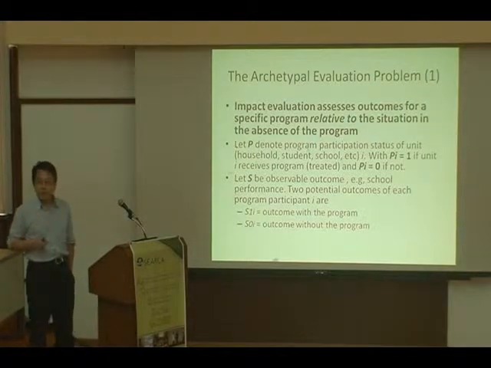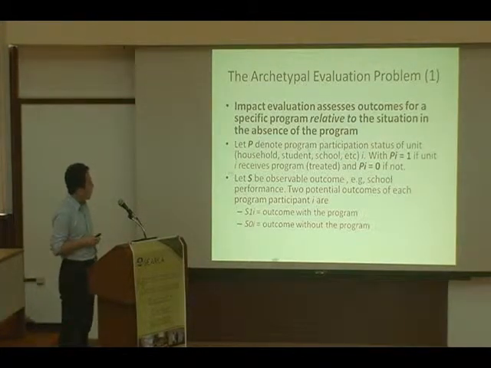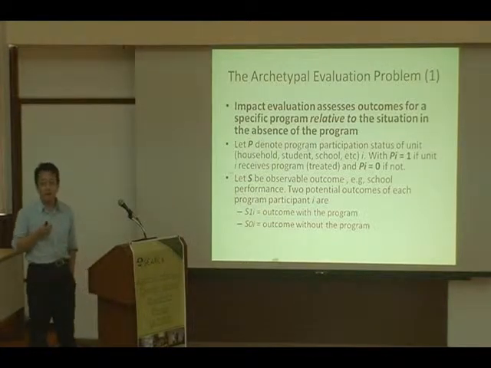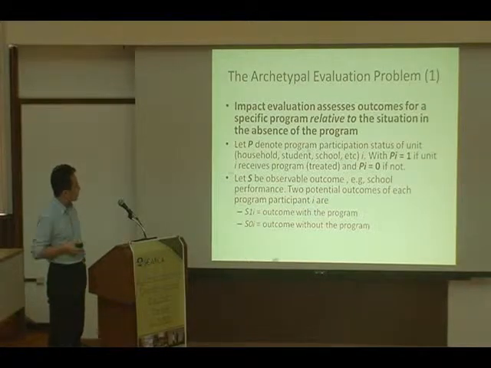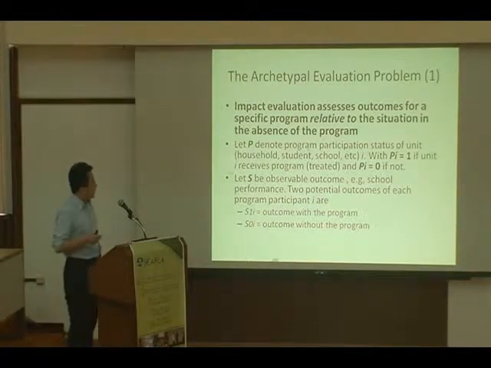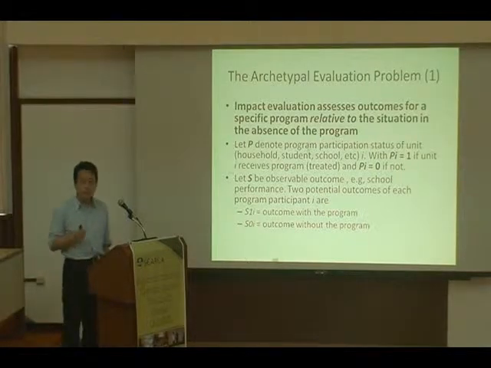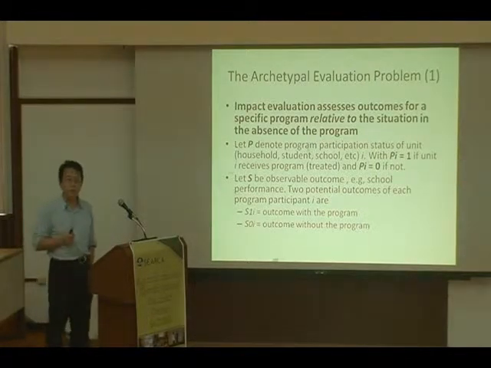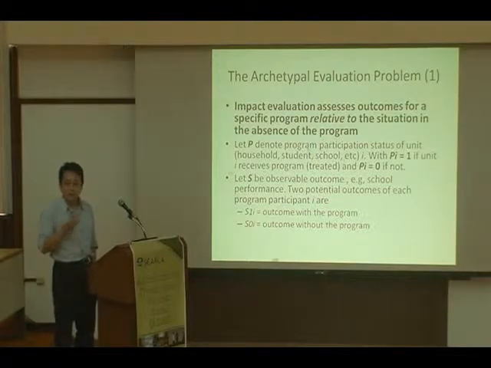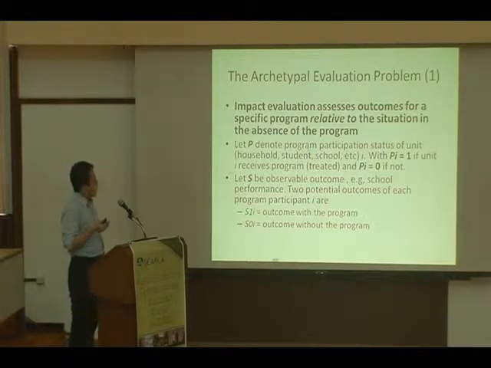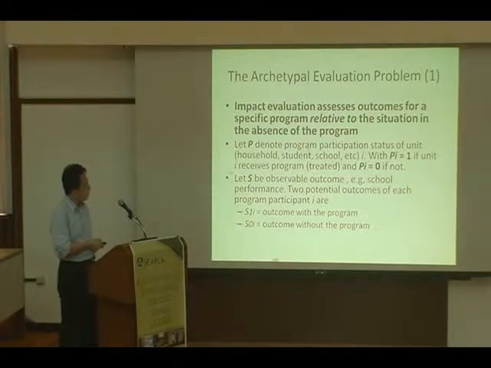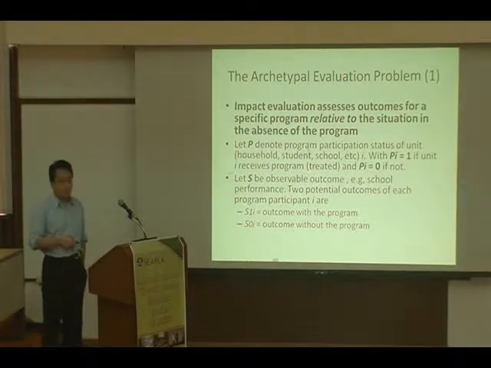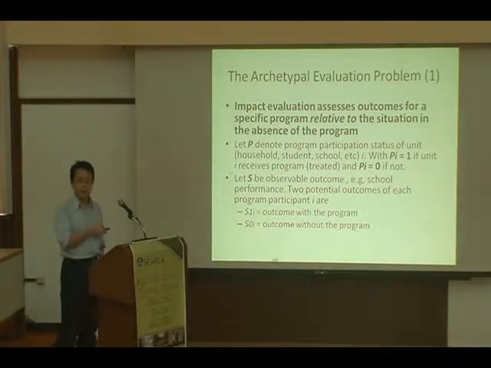Let me introduce some notation first. Then I'm going to explain why it is not so easy to conceptualize this kind of comparison. P denotes the participation. It's an indicator for participation in the program. So if P takes 1, it's a participation, and if P takes 0, it's a control group, not participating. And S denotes the outcome. P is participation, S is the outcome.